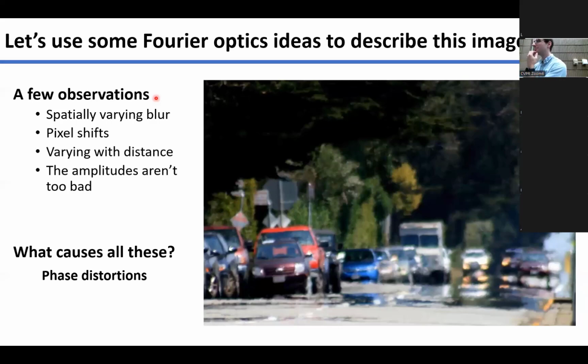Also, the amplitudes aren't too bad. What I mean by that is it's not like random parts of the image are all of a sudden very dark or something like that. So this implies, at least to me on an intuitive level, that I'm not looking at any sort of complicated amplitude distortion. I'm primarily looking at phase distortions.